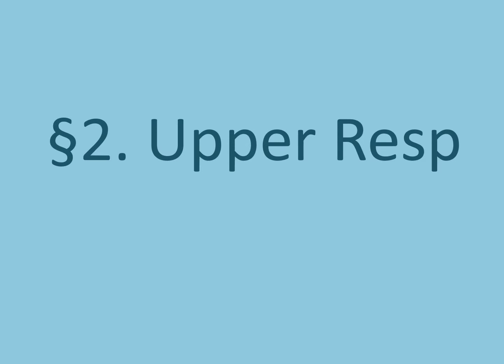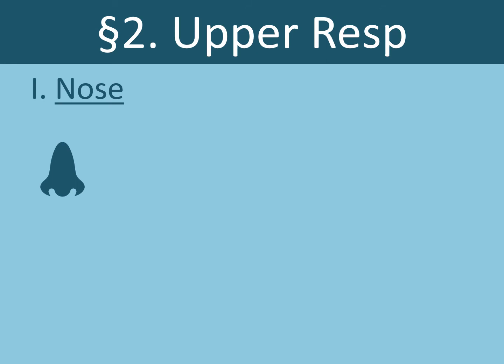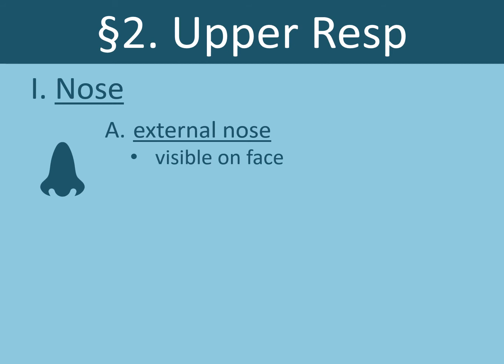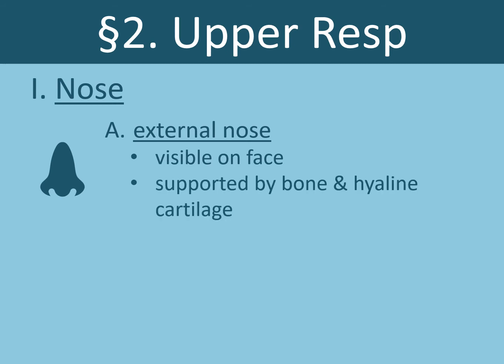Section 2. The anatomy of the upper respiratory tract. Let's begin with the nose. Our nose is divided into several parts. Our external nose is the portion that's visible on our face. It's supported by the bone of our skull and hyaline cartilage. The nares are the nostrils or openings to our nose.